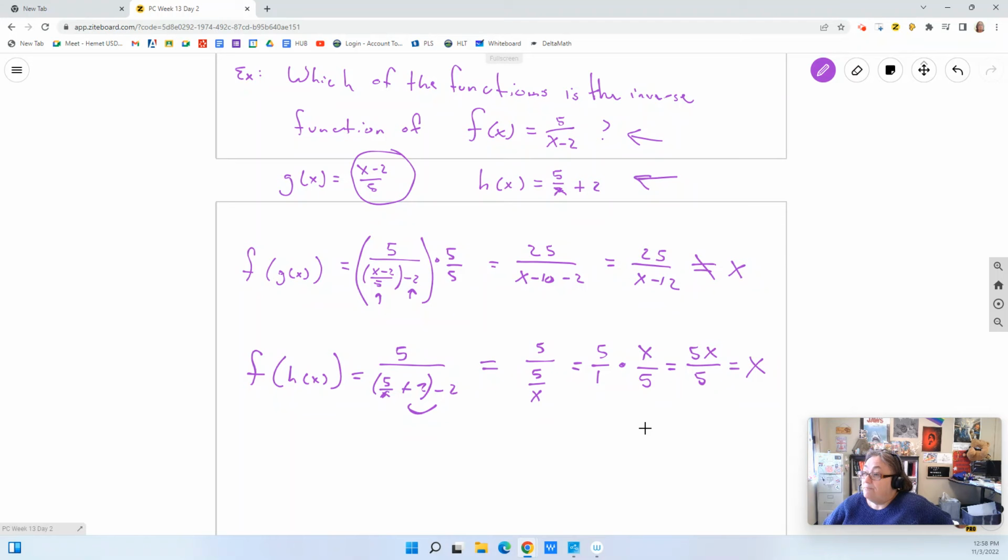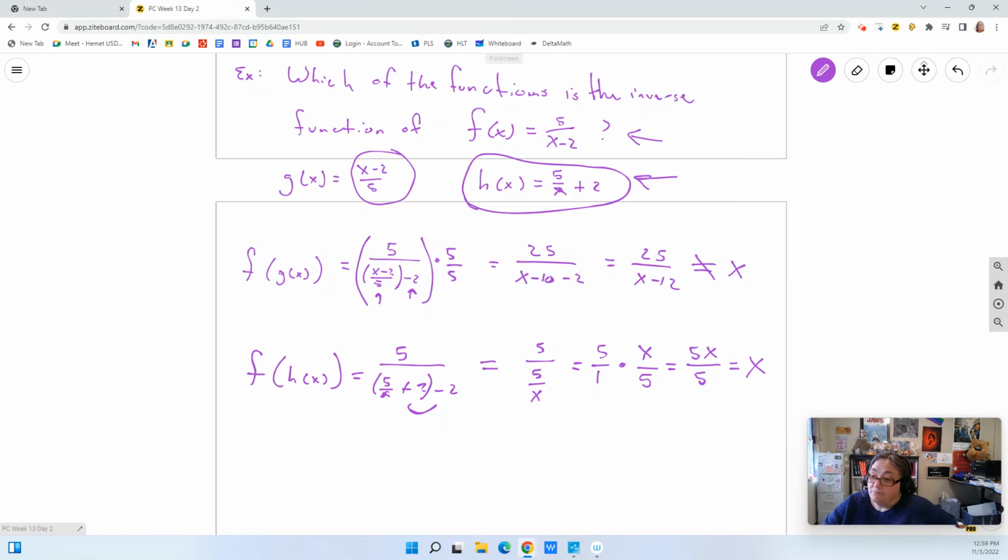That's one way. So we did prove, right, that h of x was our inverse because we got the x value out. So we know that h of x is the inverse of f of x. Is it pretty? No.